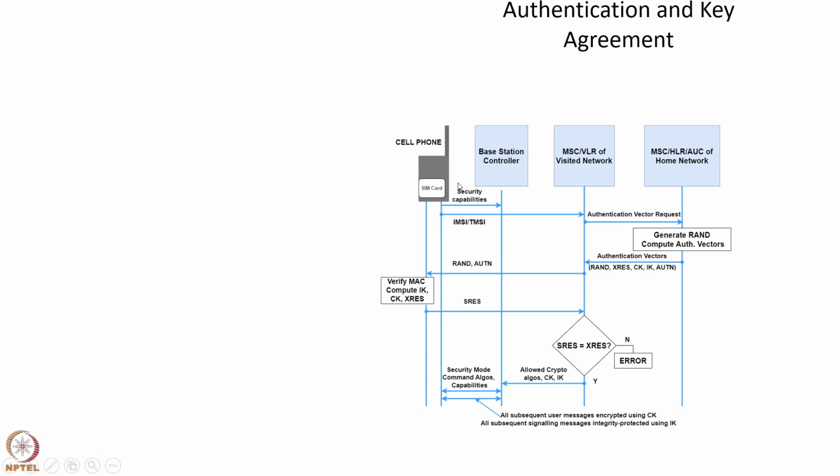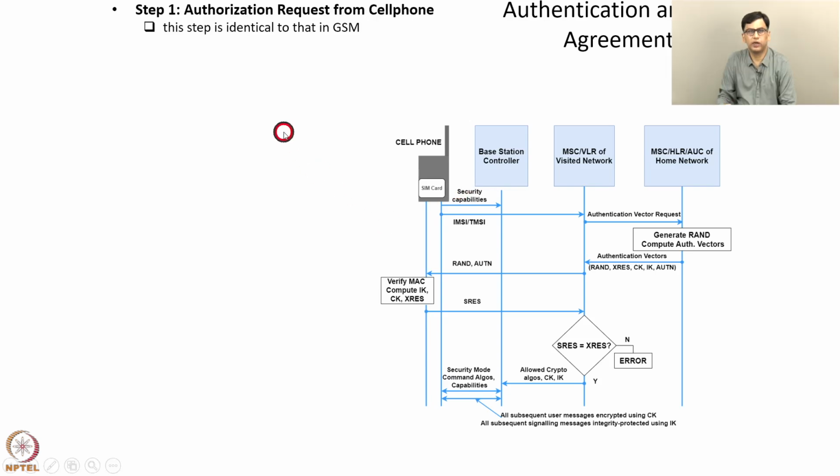So let's discuss this in detail. So step one is the authorization request from the cell phone. That is these two messages, where the cell phone sends a request for being authenticated by the network. One observation is that the cell phone sends its security capabilities to the network in this message, and it also sends its IMSI or TMSI to identify itself. So we discussed last time how IMSI and TMSI can be used to identify the SIM card.